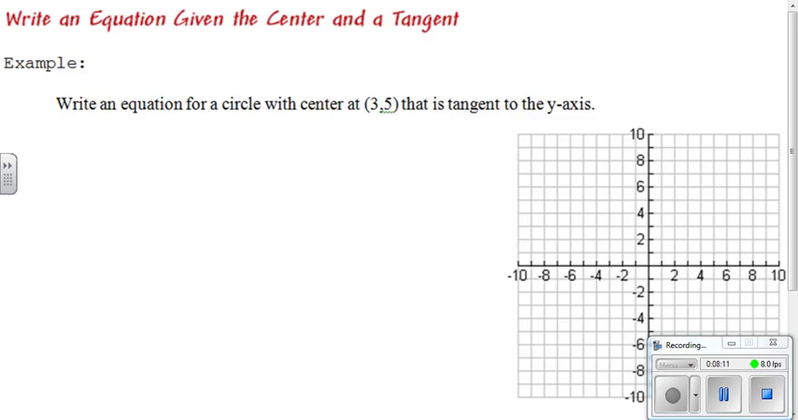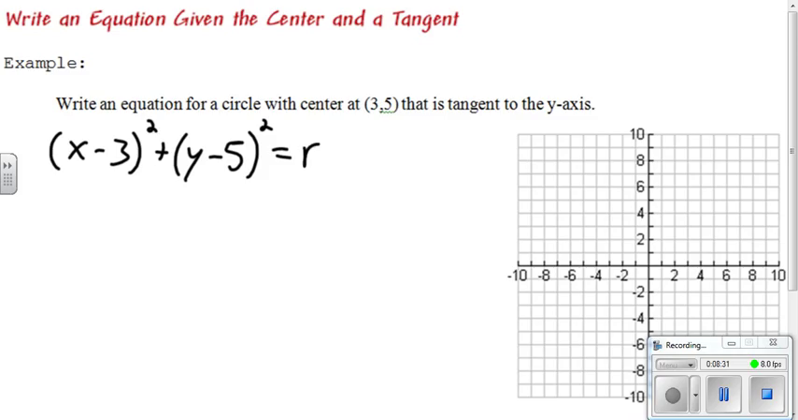So now we need to write an equation for a circle where we know the center and we need to find the radius from a tangent line. So let's plug in what we already know for sure. (x minus 3) squared plus (y minus 5) squared, and we're just looking for r squared now. Well, let's find exactly where that center is. It's going to be 3 units over and 5 units up.